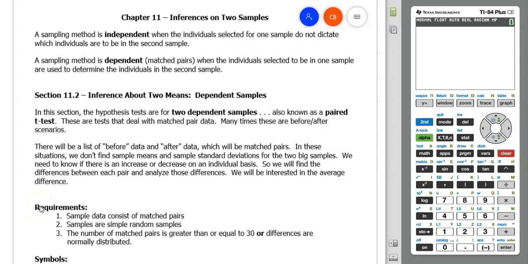Hello everyone, welcome to the second part of the Chapter 11 videos, where we're going to be covering section 11.2. We're still talking about inferences about two different samples possibly coming from two different populations, but now we're doing the means instead of the proportions like in section 1.